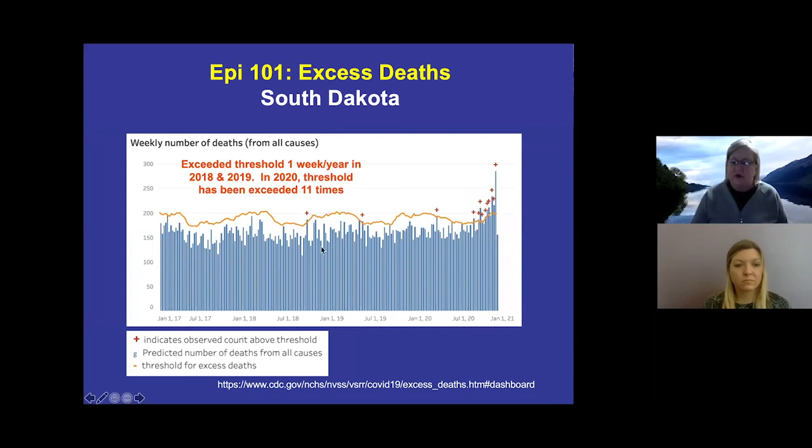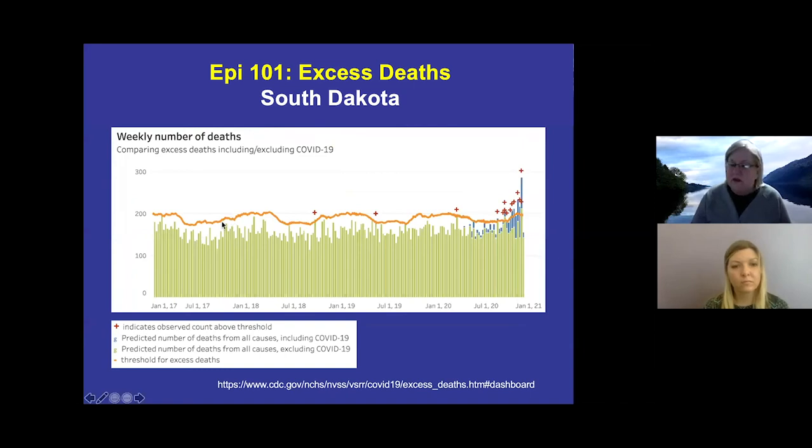Now, if we look at South Dakota, the graphs aren't quite as pretty, and that's because we're dealing with fewer numbers of deaths. In those other graphs, these numbers were 60,000, say. Here we're talking about no more than 300, but on average about 150 deaths per week. But it's the same graph, just more variability in the data because of the smaller numbers. You can see here that this threshold we exceeded 1 week a year in 2018 and 2019. It was never exceeded in 2017. And in 2020, we have now already exceeded the threshold 11 times.